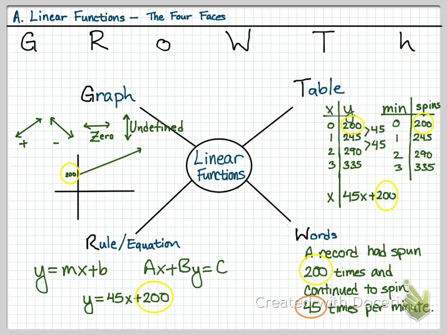Now I want to circle and focus on the 45 times per minute. So that 45 times per minute is how much it grows. So look at the 45 in words, and then look at the 45 that shows up in the table. The growth is 45 per number, and then what happens is you multiply the 45 to the x in every situation. The 45 in the graph, what I circled there, is how from left to right it will grow. That is your rise over run. That's really 45 over 1, so it'll go up 45 and over 1. And in the rule equation, that's your m, or your number that is multiplying to the x. So that 45 shows up in all the four faces as well.